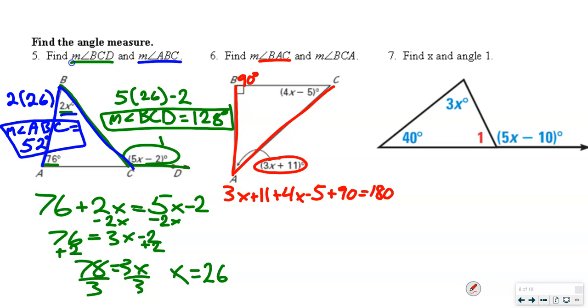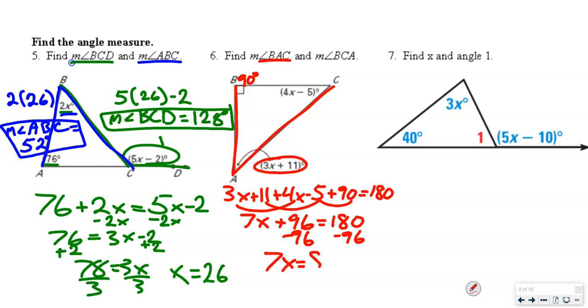So we can combine our like terms. It's 7x there, and then if we add also all of those together, we get 96. Subtract 96. It gives us 7x equals 84. Divide by 7. And x equals 12. So now we know that x equals 12.